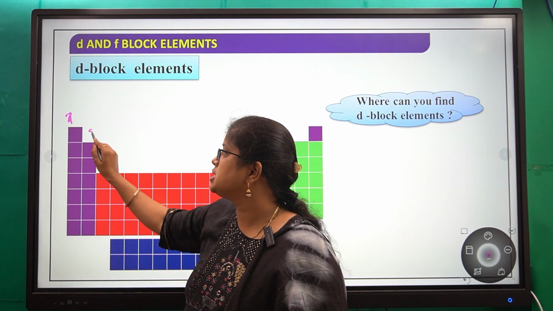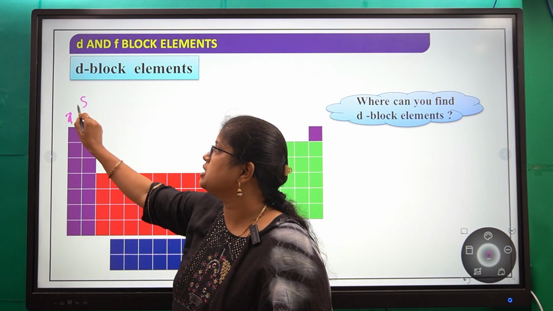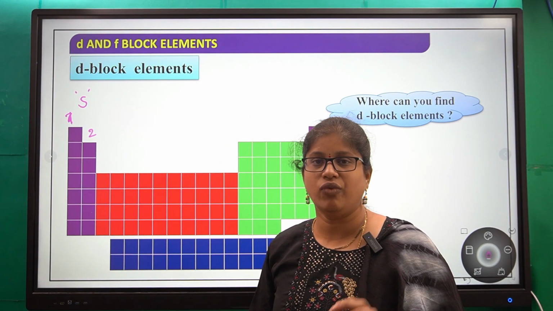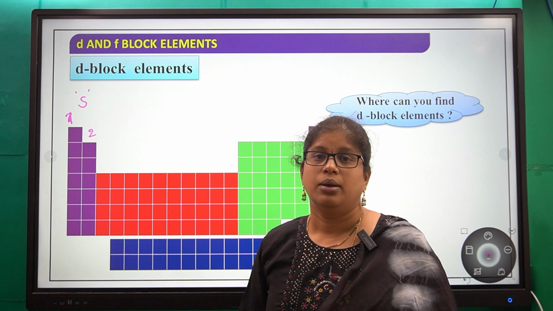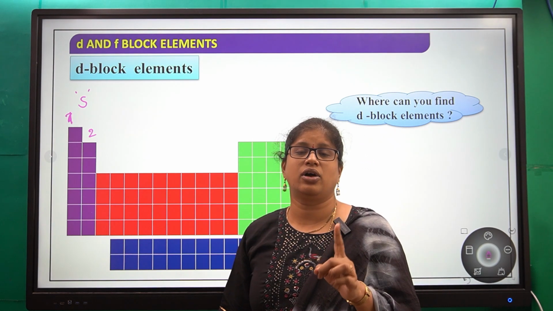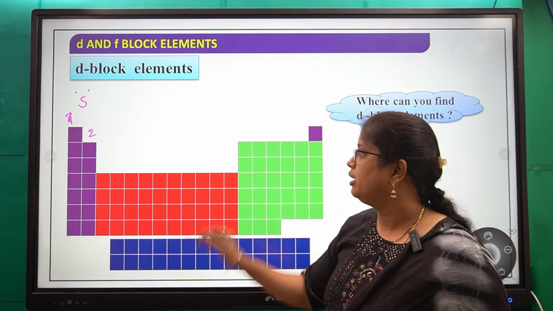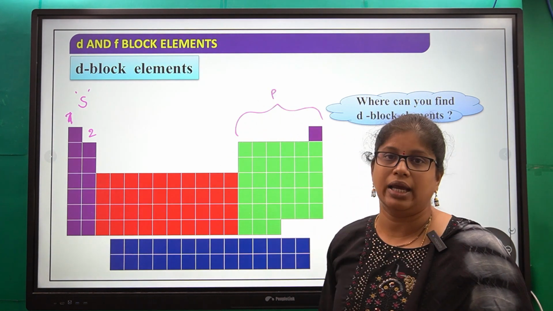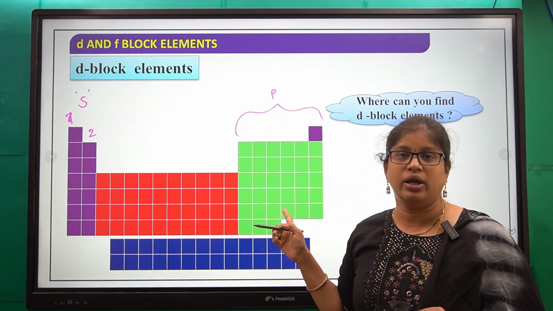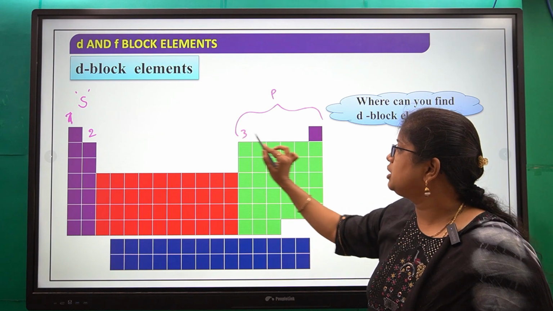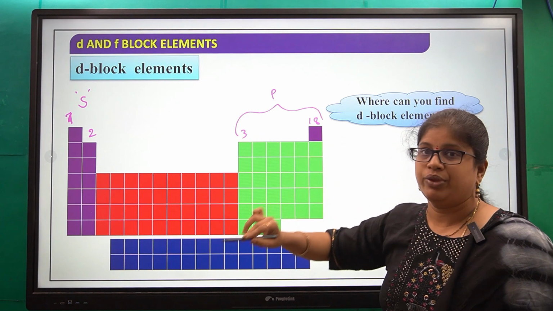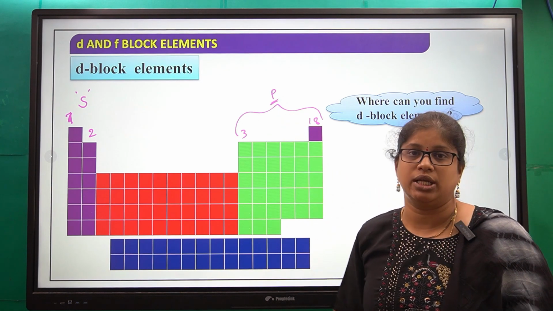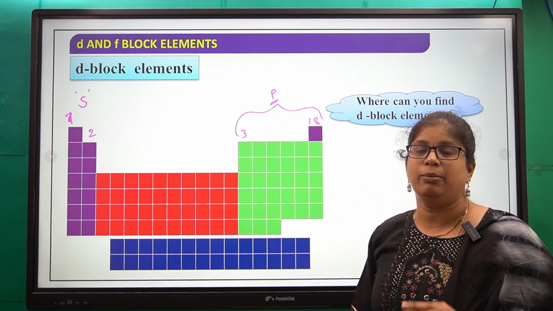First group, second group. These two group elements are called what? S block elements. Why are these two called S block? Because the differentiating electron enters into the S orbital, right? Next, from here to here, these are called P block elements. Why are these called P block elements? Because from the third group to the 18th group, the differentiating electron enters into the P subshell. So that's why these are called P block elements.